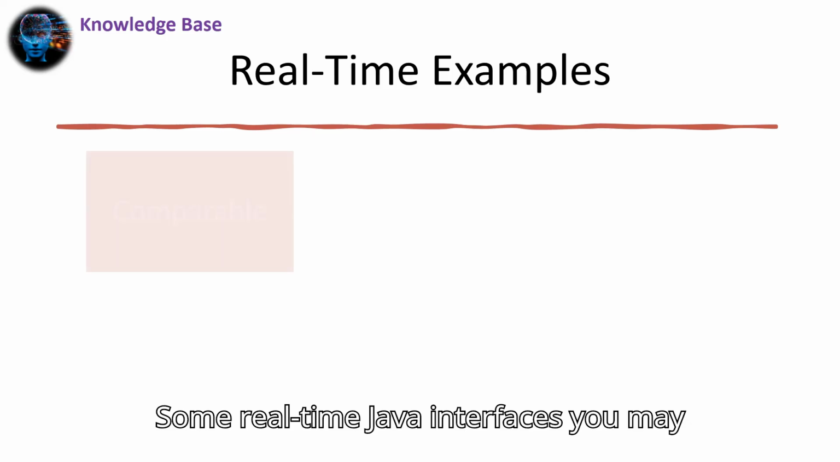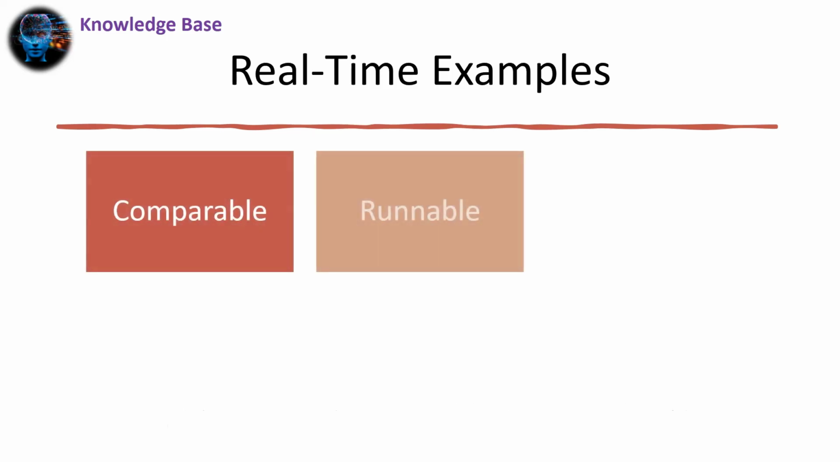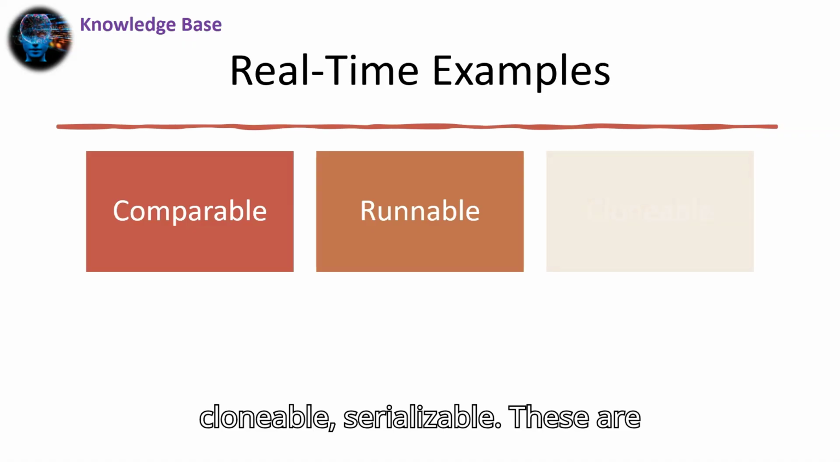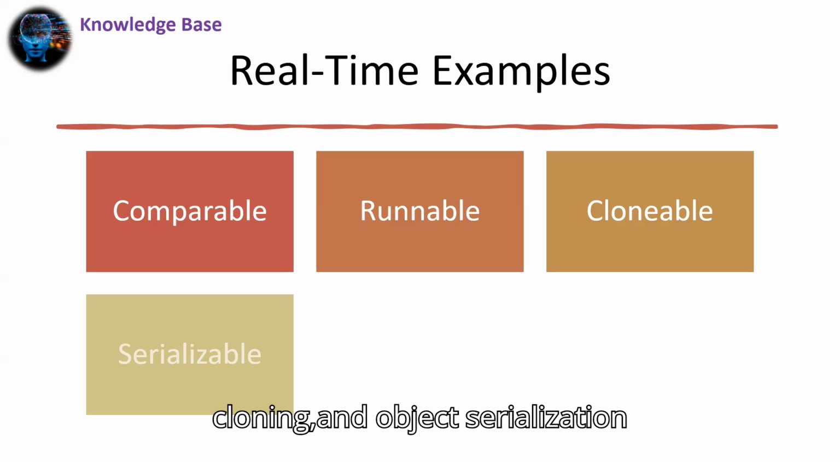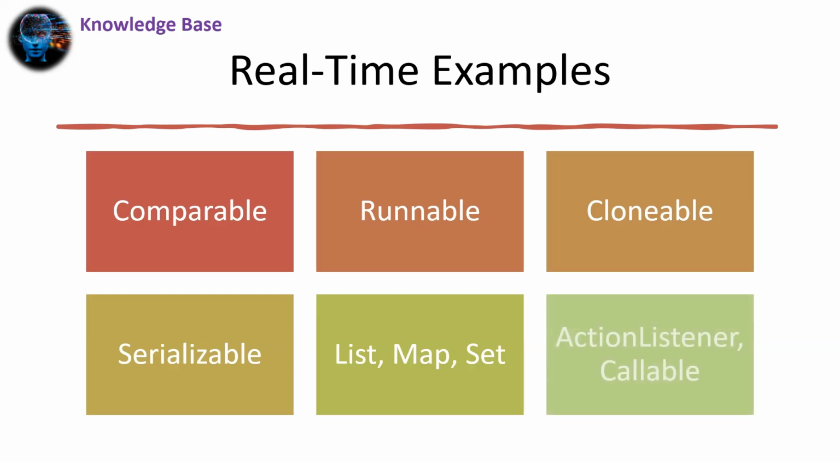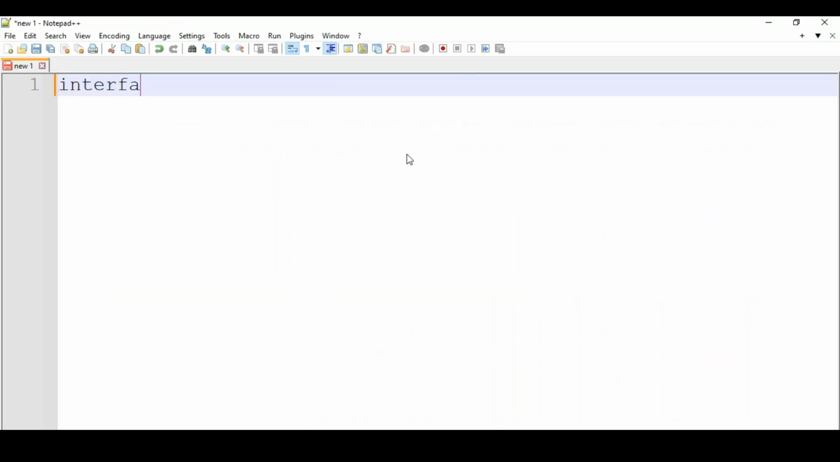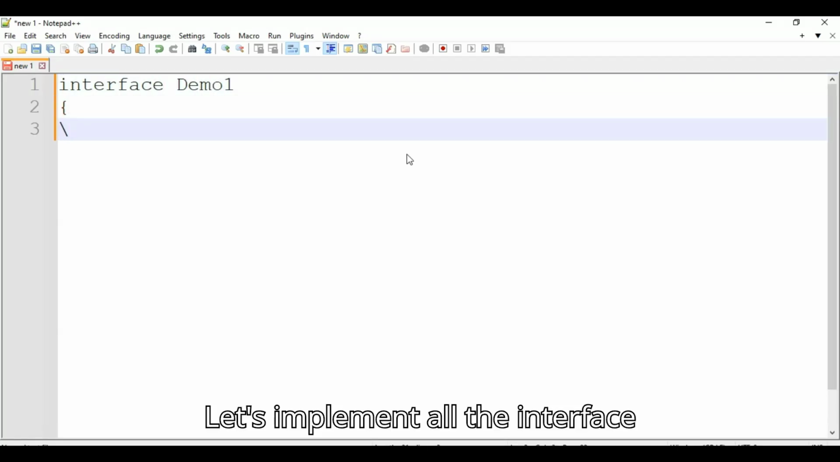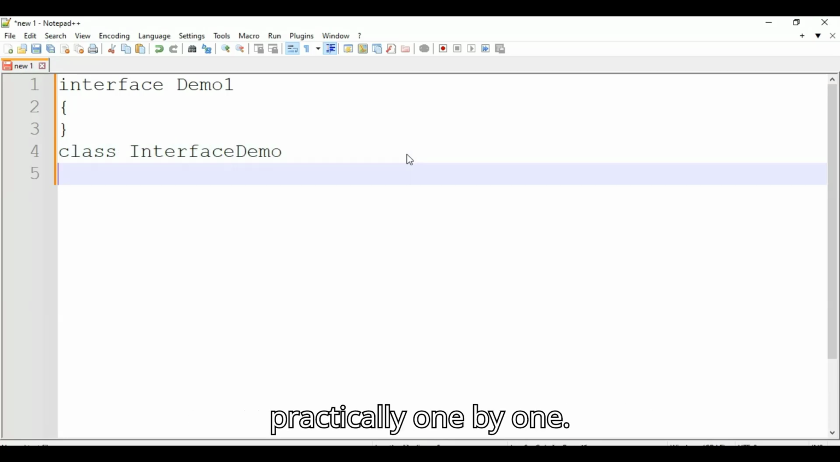Some real-time Java interfaces you may have heard of: Runnable, Comparable, Cloneable, Serializable. These are used in threading, sorting, object cloning, and object serialization respectively. Let's implement all the interface concepts we have discussed so far practically one by one.